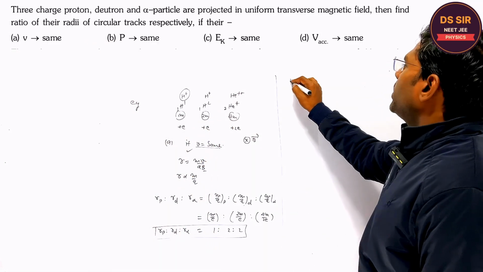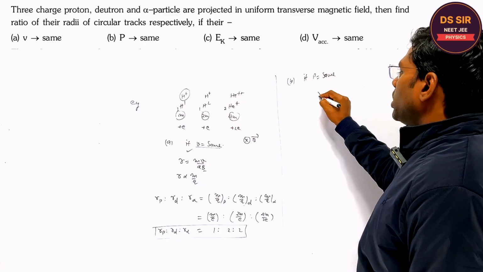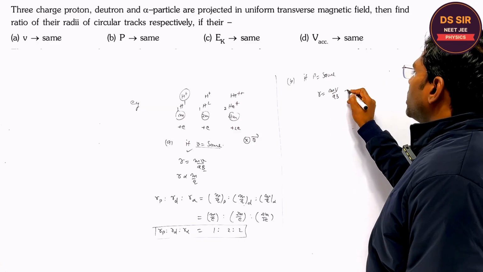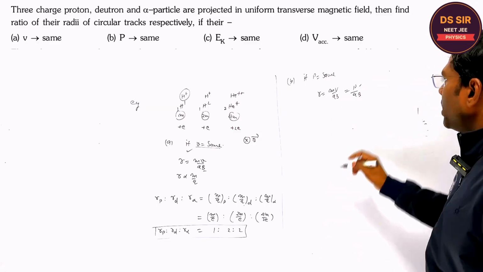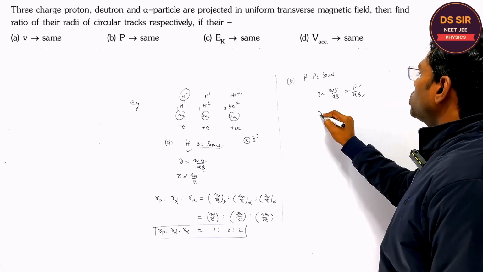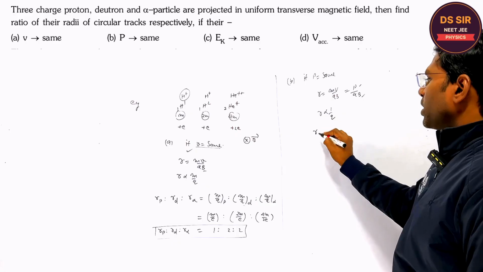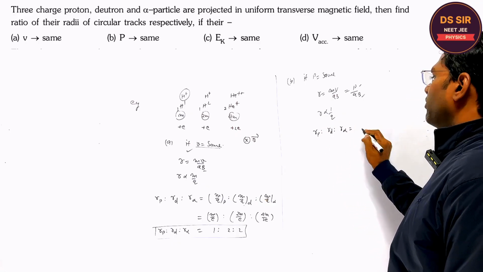So in part B, if the momentum is the same, what is the radius? The radius is mv upon qB, that is p upon qB. The momentum is the same and the magnetic field is the same, so the radius is proportional to charge. Radius of proton, deuteron, and alpha particle.